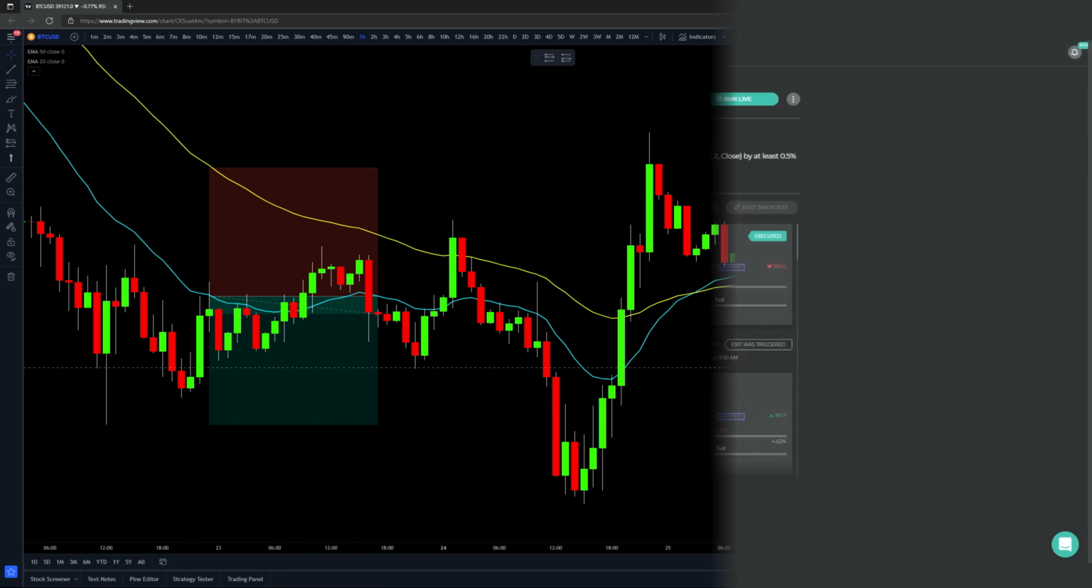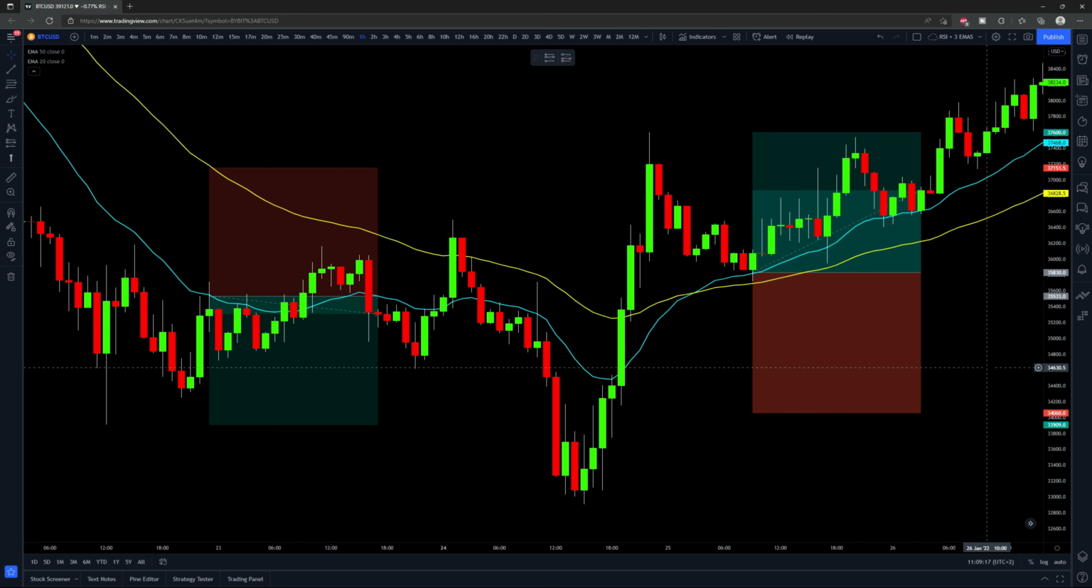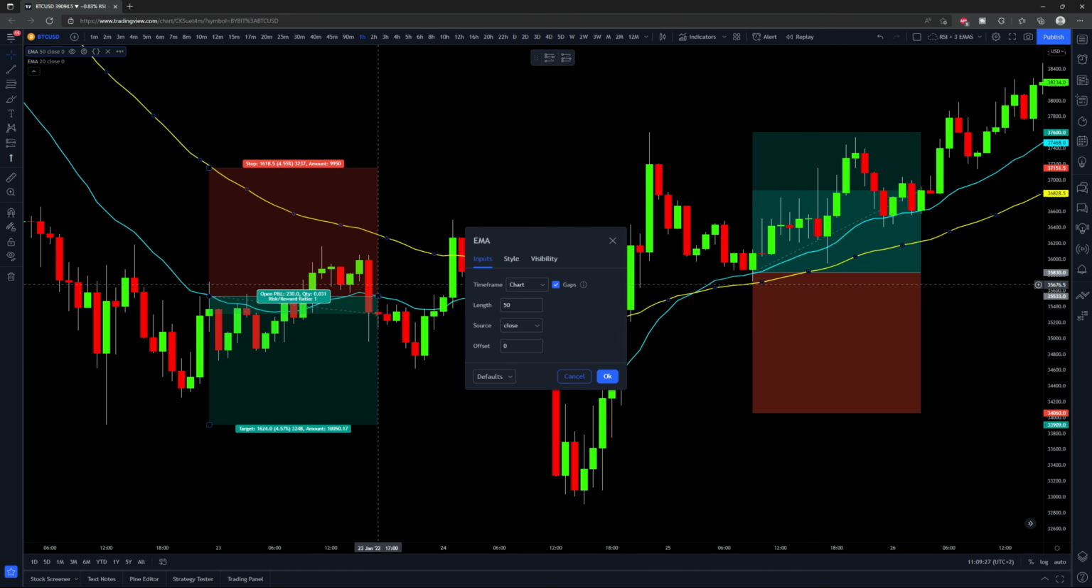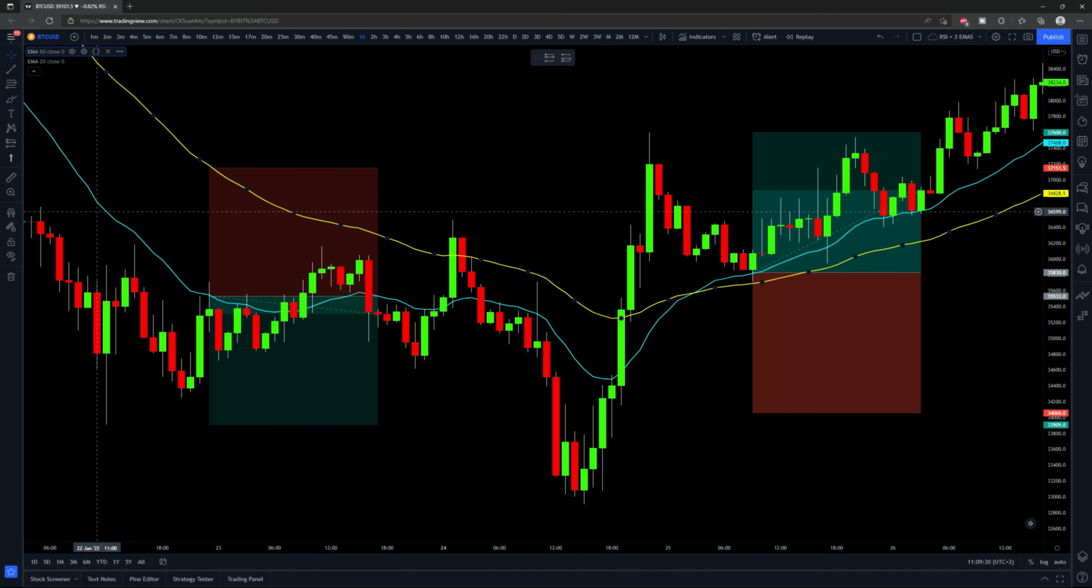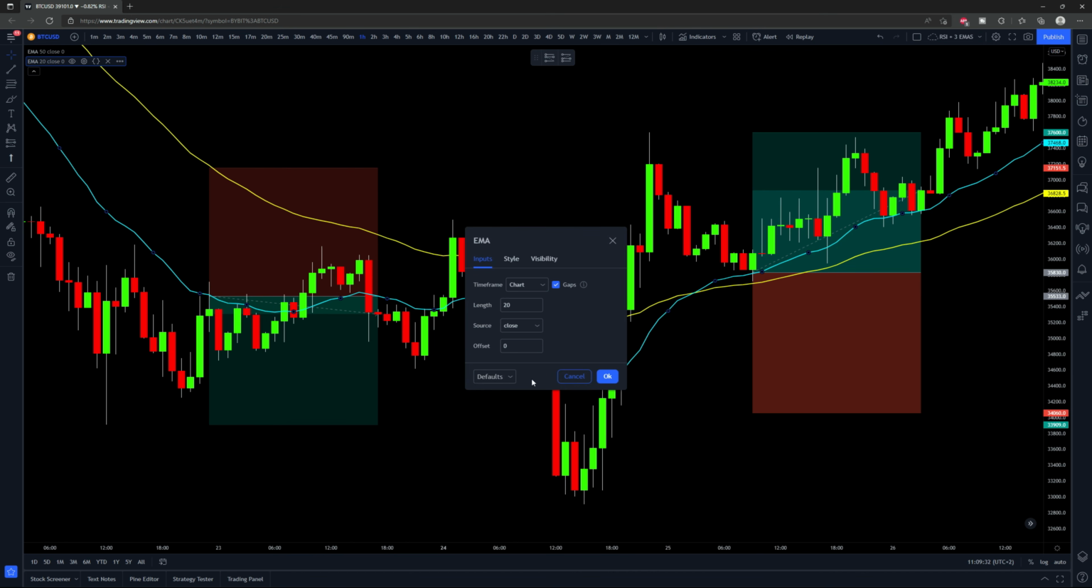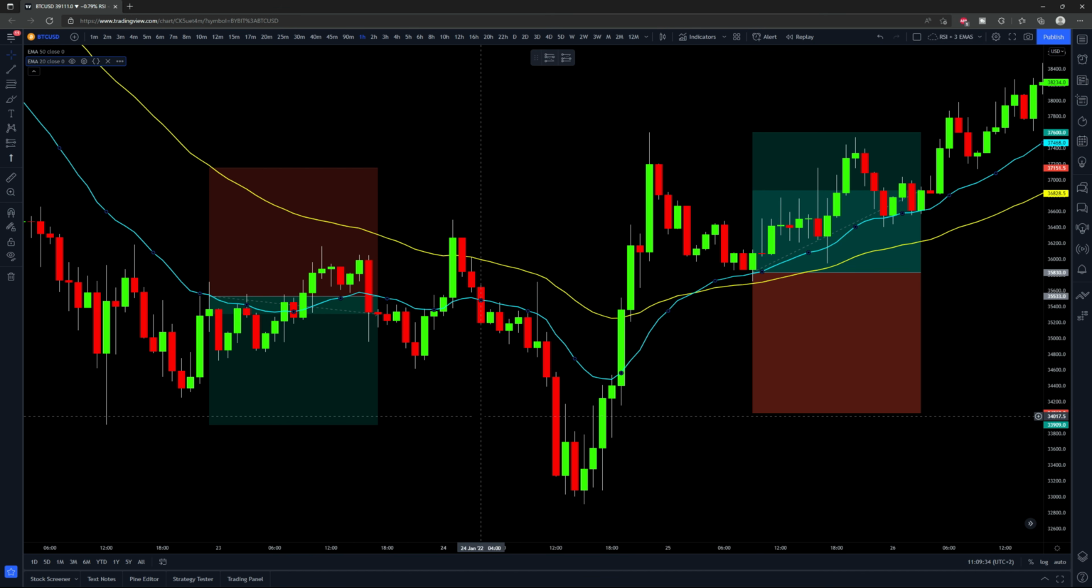Now let's cover the strategy, starting with the indicators that you'll need on your chart. So all you're going to need are two exponential moving averages, one in yellow here being the 50-period exponential moving average, and then the one in blue here being the 20-period exponential moving average. Mind you, I'm on the hourly time frame of Bitcoin against the US dollar.